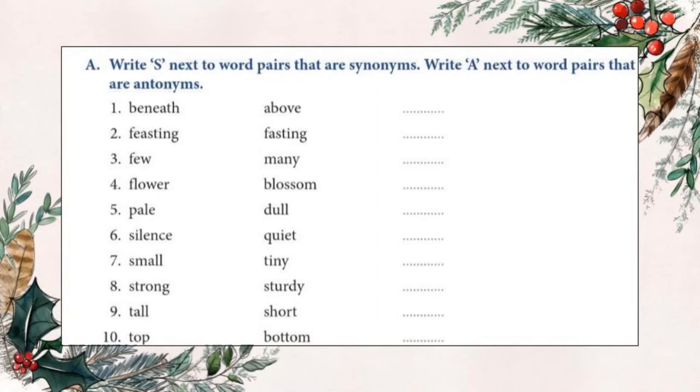Let's move to the ninth one. The given words are tall, short. We know very well that the two words don't have same meaning. They have opposite meaning. So write the letter A. And the last word pair is top, bottom. We know very well that top and bottom are opposite words. They have opposite meanings. So write the letter A in the 10th one. Students, write clearly and neatly in your textbook.